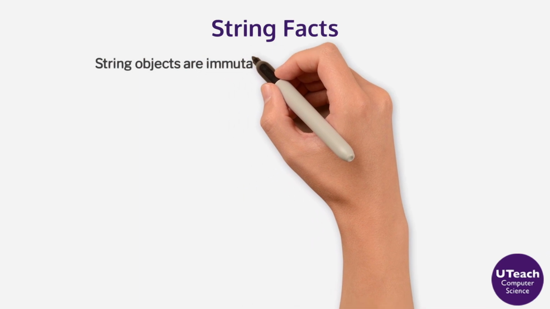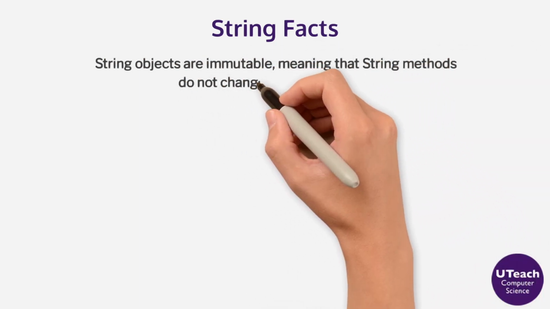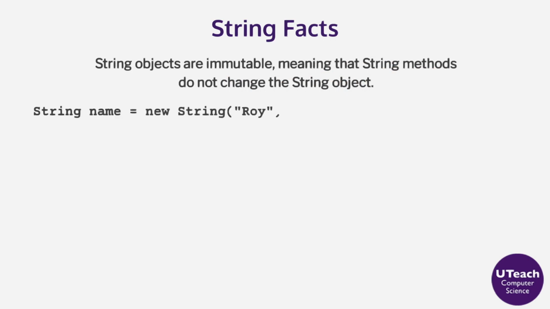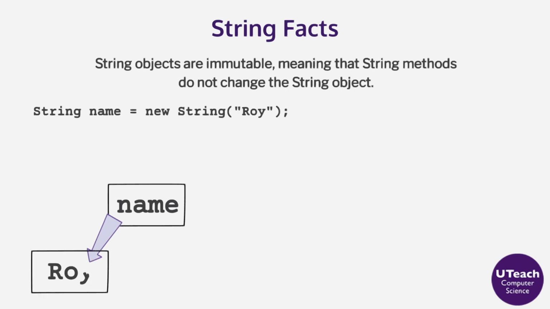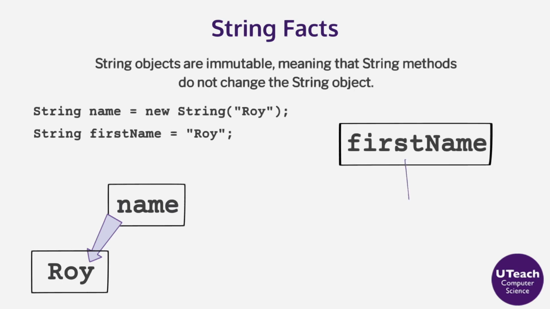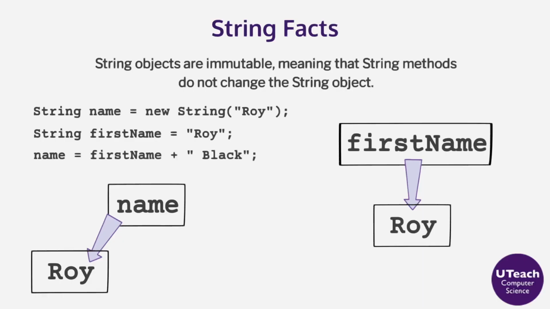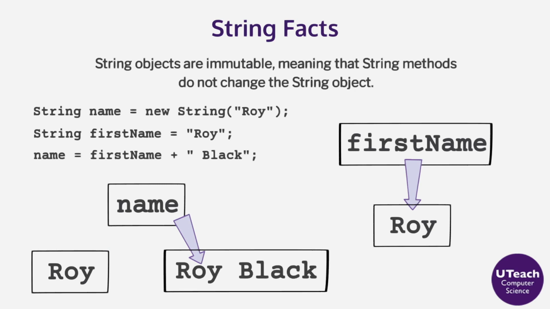String objects are immutable, meaning that string methods do not change the string object. For example, when name is instantiated, name is a reference that points to the object with the value Roy. Next, firstName is instantiated and points to a new object with the value Roy. In the next code statement, name is reassigned to the value of firstName concatenated with Black. Since string objects are immutable, the value of name is not changed to Roy Black, but instead a new object is created, and now name points to the new object with the value Roy Black.